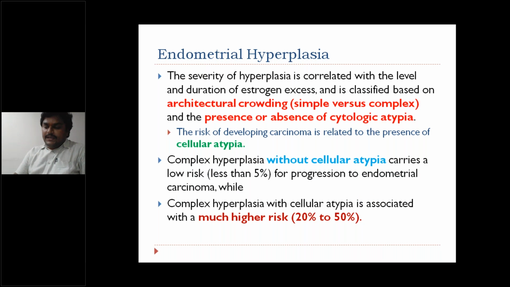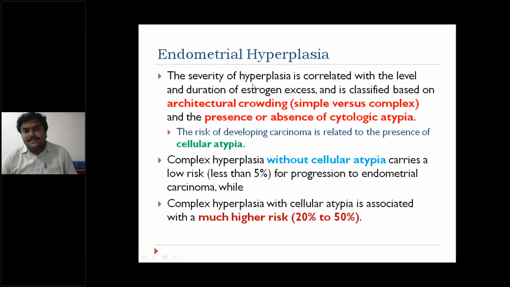Again, there are certain differences in endometrial hyperplasia, like simple and complex, and again complex with and without atypia. The severity of hyperplasia is correlated with the level and duration of estrogen excess and is classified based on the architectural crowding, which is called simple versus complex, and the presence or absence of cytologic atypia. The risk of developing carcinoma is related to the presence of cellular atypia. So the more the atypia, the higher the chance of transforming into a carcinoma.